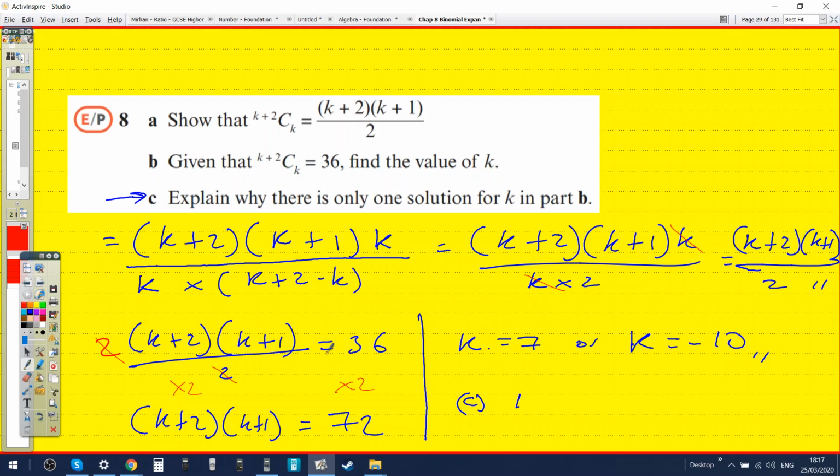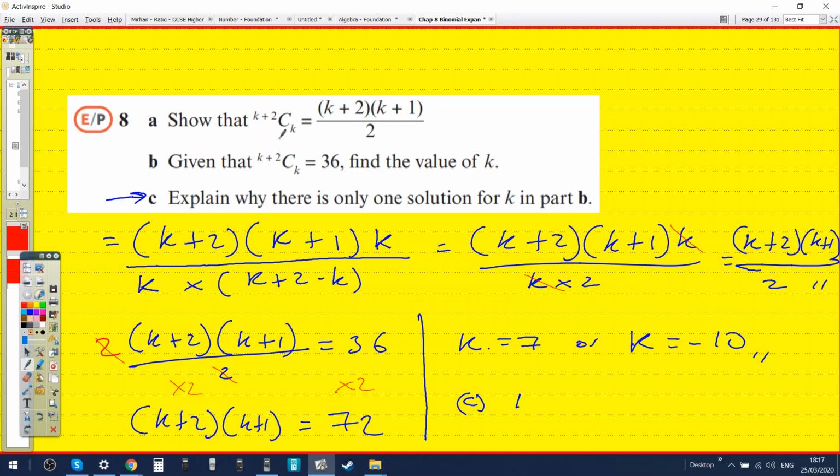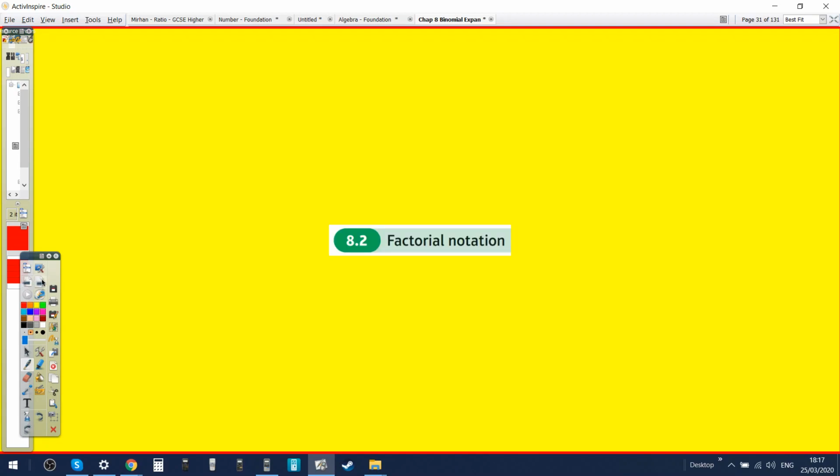Both of these numbers will give 36 into our quadratic. I think it has something to do with this choose business. Yeah, you can't choose a negative number or something. K is a positive integer which is greater than 0. Alright, K has to be positive. That's the answer they'll accept. I'm happy with that. Any questions there? No. I suppose it has something to do with that Pascal's triangle. You can't have a negative thing. Factorial notation.